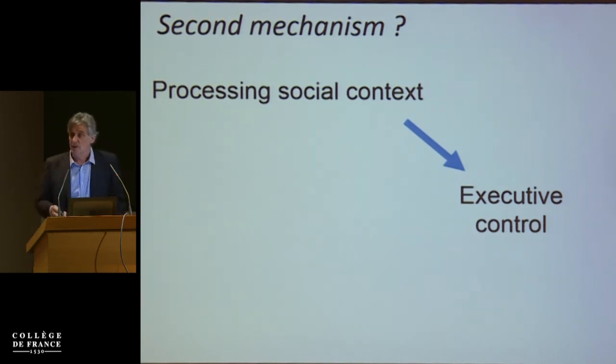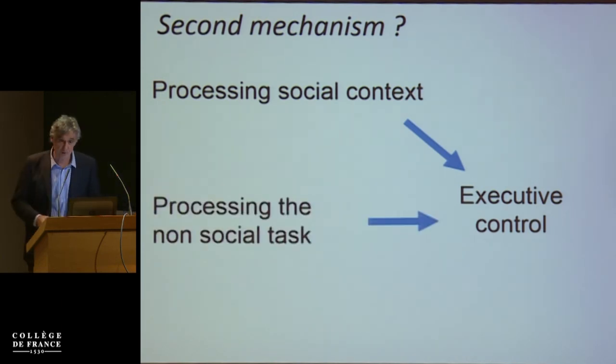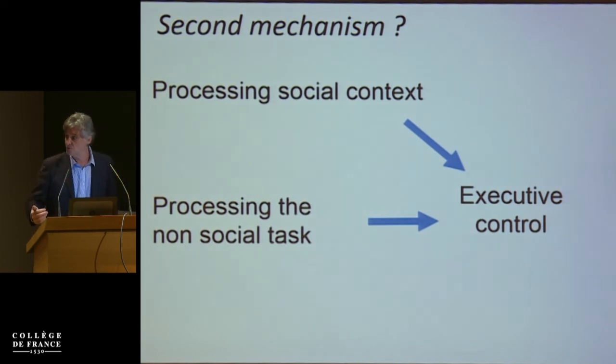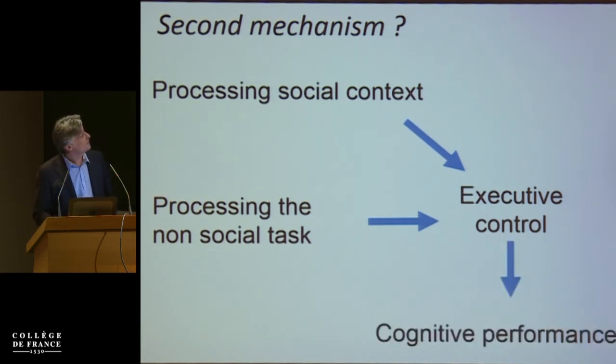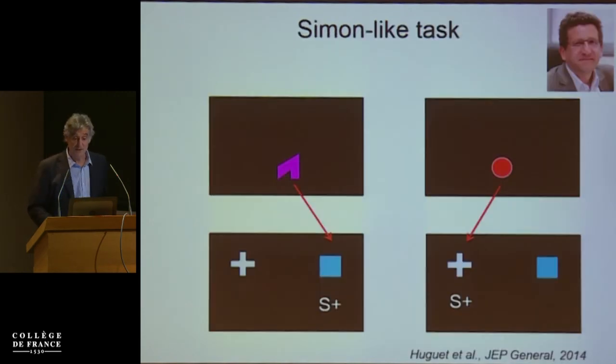But when I propose a task on my computer, this also requires some executive control. So for instance, I can propose a task where the animal has to control itself, to stop a behavior, for instance. And this also will use the executive control system. And probably there is a competition between these two. And this competition could make it so that the social context can affect the cognitive performance. So we tested this idea with my colleague Pascal Huguet from my lab in Marseille. And this is the experiment that we have done.